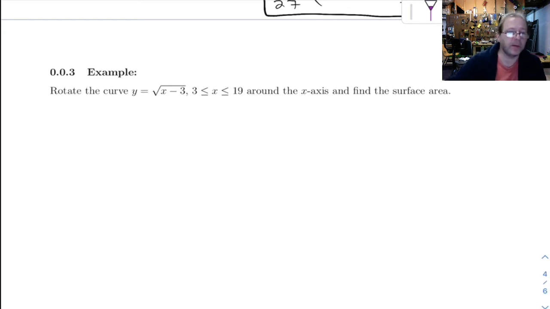All right, let's look at this problem. We want to rotate the curve y equals square root of x minus 3 from 3 to 19 around the x-axis and find the surface area.